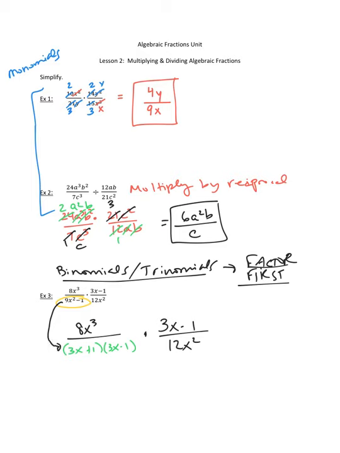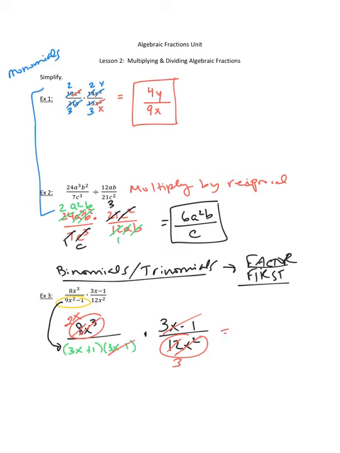Now you can cross out, just like in lesson 1, you can cross out common factors. So 3x minus 1 and 3x minus 1 divide out to equal 1. And then the monomials can simplify together. So 8 and 12 have a common factor of 4. So times 2 times 3. And the x squared can cancel with 2 of those x's, leaving you with an x. So whatever's left is your answer.